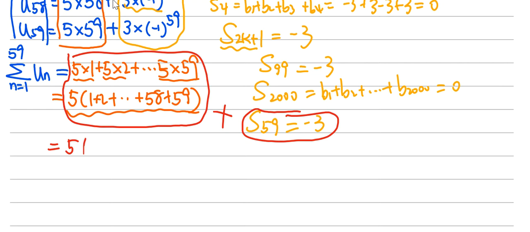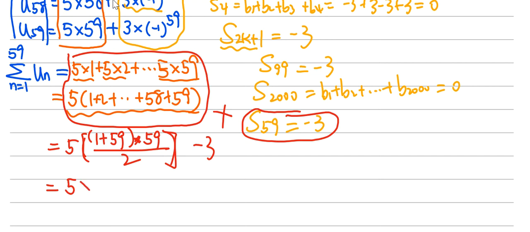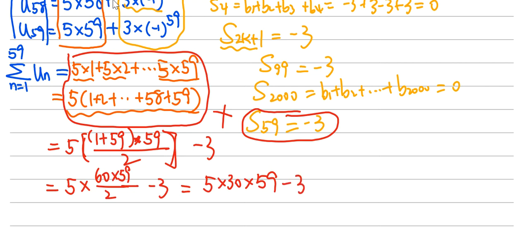Maybe we can use the formula: the first term plus the last term, times the number of terms, divided by 2. The number of terms is 59. Then minus 3, right? And we want to simplify this. We can write 5 times 60 times 59 divided by 2, minus 3. It'll be like 5 times 30 times 59 minus 3.